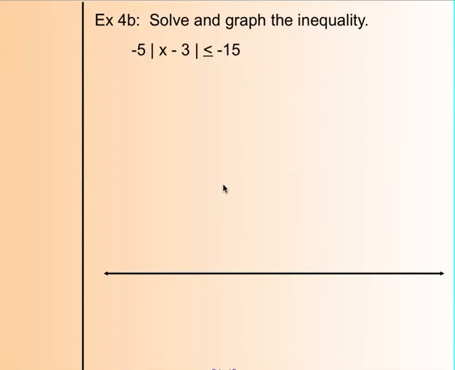Love this song. And we're going to take a look at another absolute value inequality. So again, our first step is to isolate the absolute value. So I'm going to divide both sides by -5. And that flips the inequality when you multiply or divide by a negative. So now we have a greater than.